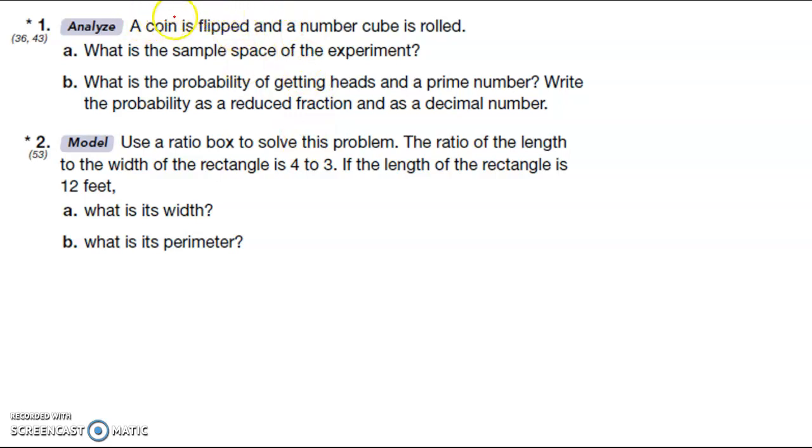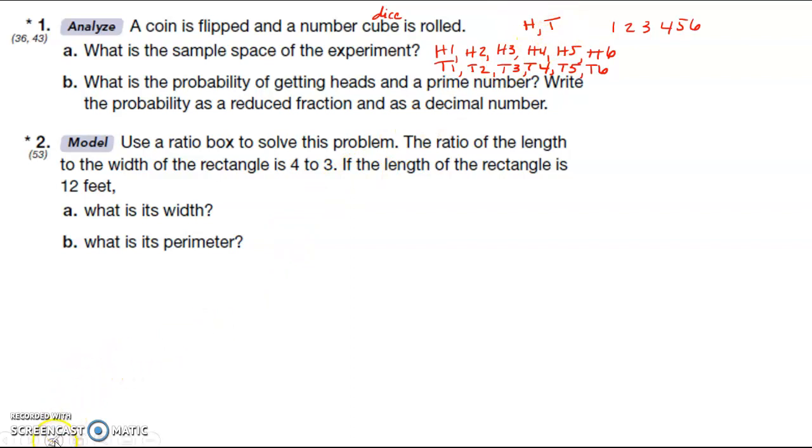So number 1 says a coin is flipped and a number cube is rolled. So with a coin, we have heads or tails. And with a die or dice, we have 1, 2, 3, 4, 5, 6. These are all of our options. So A says, what is the sample space of the experiment? So it can be H1, heads 2, heads 3, heads 4, heads 5, heads 6, or tails 1, tails 2, tails 4, tails 5, tails 6. Those are all of my possibilities of outcomes.